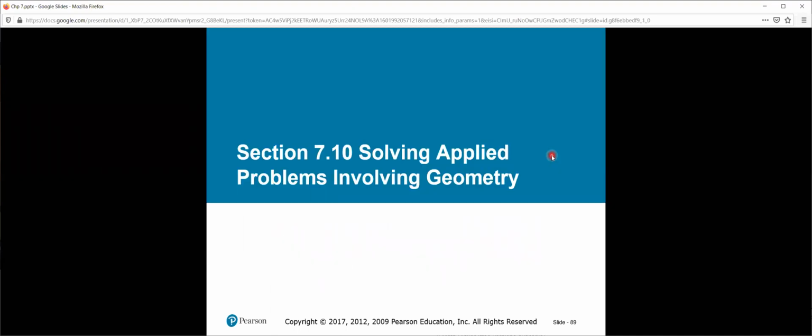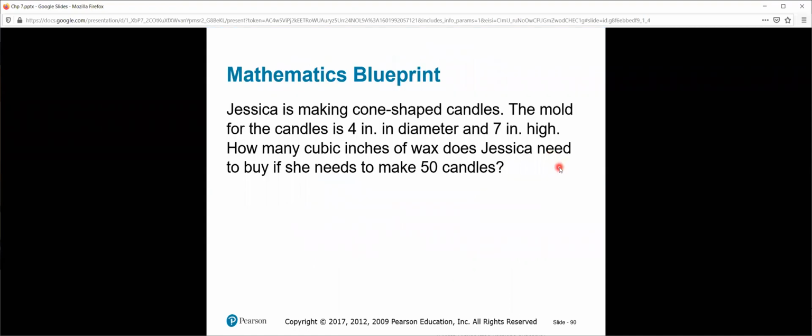Applied problems involving geometry. I believe this is the last chapter. And this is, I tell you a sentence before I show you the picture. Jessica's making cone-shaped candles. Good for Jessica. The mold for the candle is 4 inches in diameter and 7 inches high. How many cubic inches of wax does Jessica need to buy if she needs to make 50 candles?